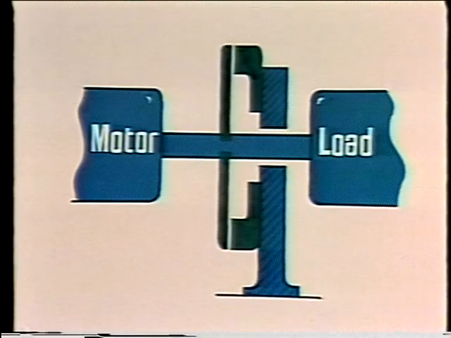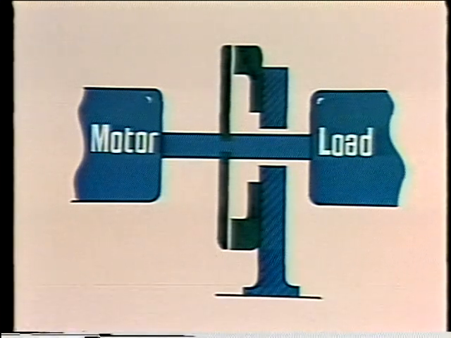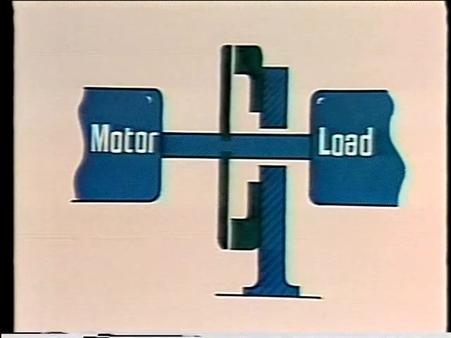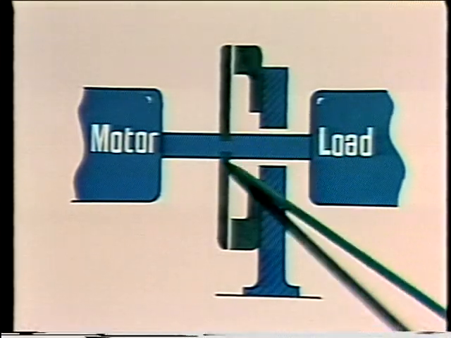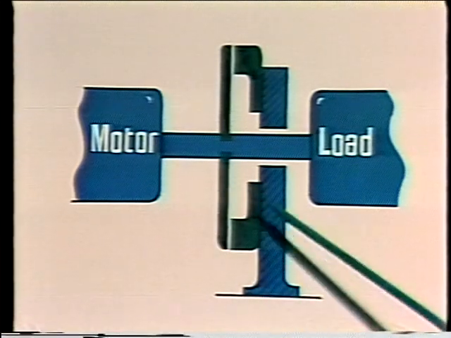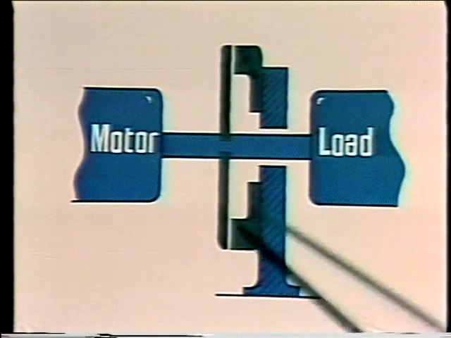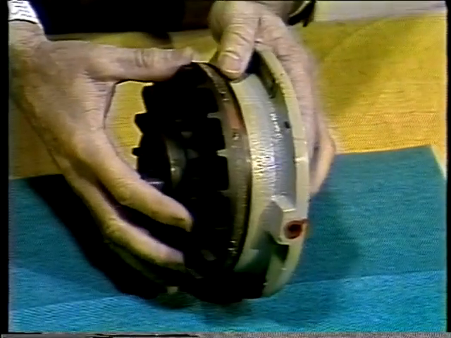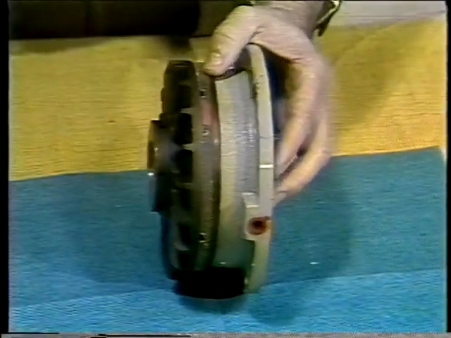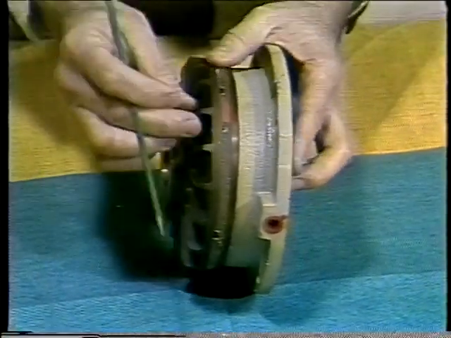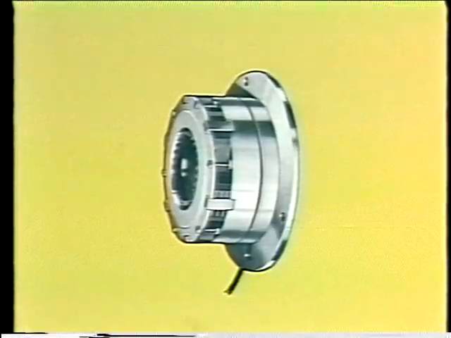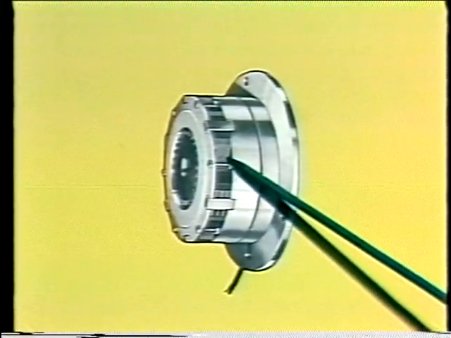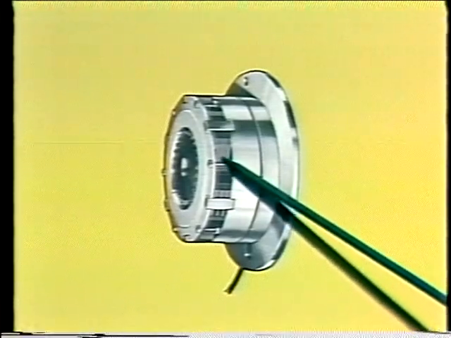Next comes the disc type brake. In its simplest form, as you can see from the sketch, we have a disc here, to which pressure is applied by a friction disc here. Now this may be, as you can see here on this actual brake, only one disc and one friction surface, or it may be multiple discs and multiple friction surfaces like this.